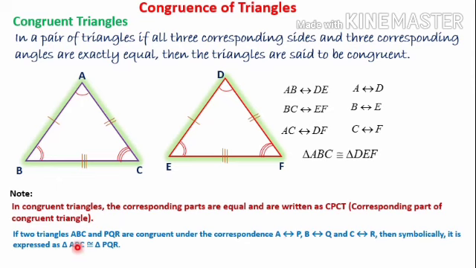The second vertex is B, and B corresponds to Q, so in the second triangle we have to write Q, and C corresponds to R. So triangle ABC corresponds to triangle PQR. You should not change the order of ABC, because when you change the order, the corresponding sides change, and that will be a wrong concept. So if A corresponds to P, B to Q and C to R, we write triangle ABC is congruent to triangle PQR.